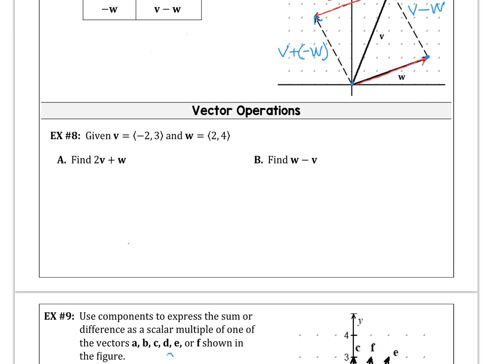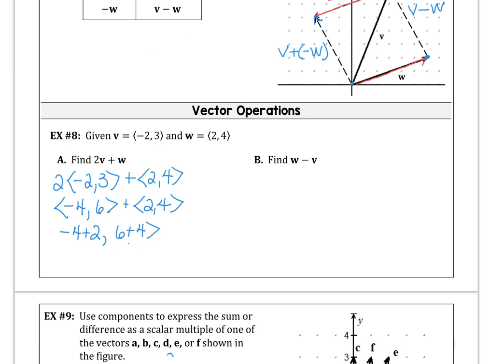So 2 times vector V, (-2, 3), and then we're going to add vector W, (2, 4). The components are (-4, 6), and we're going to add the components of W, (2, 4). We're adding -4 and 2, the first components of both vectors, and then the second components of both vectors, which gives us (-2, 10) for the sum of 2V plus W.